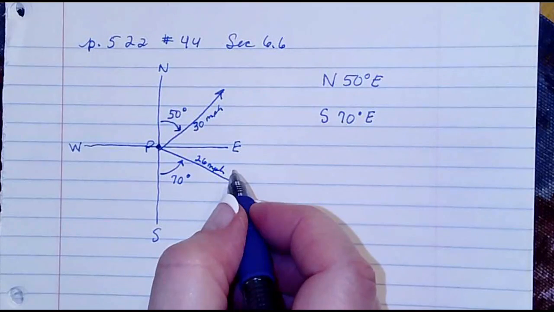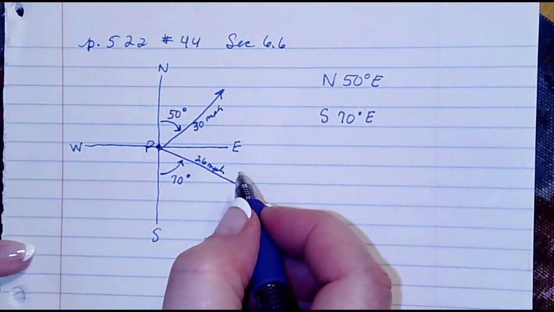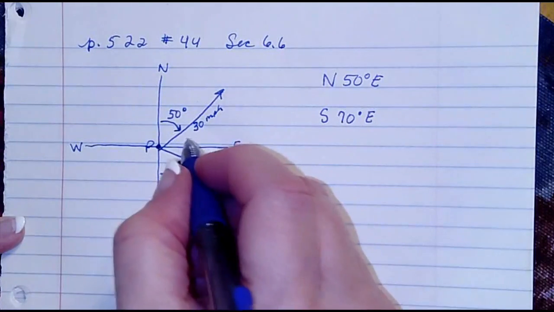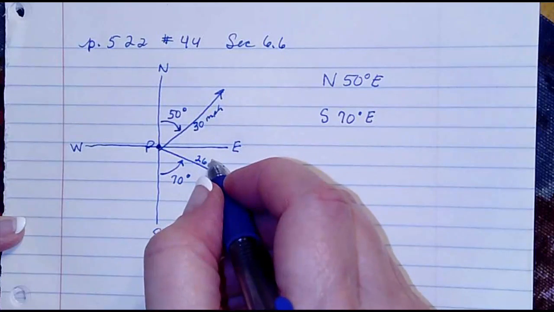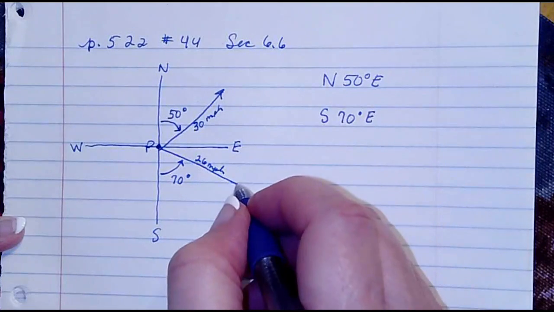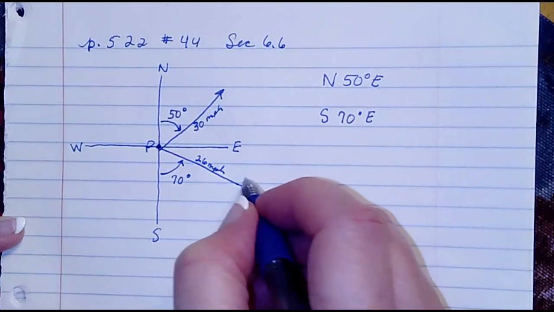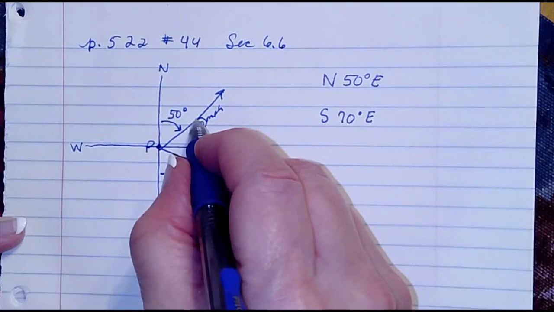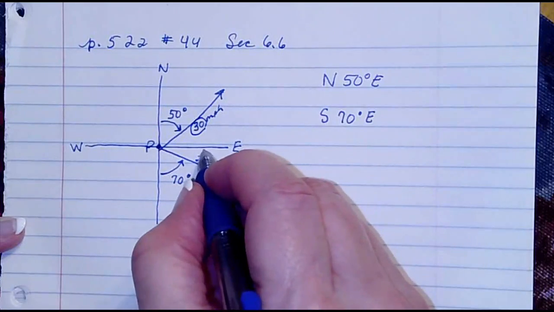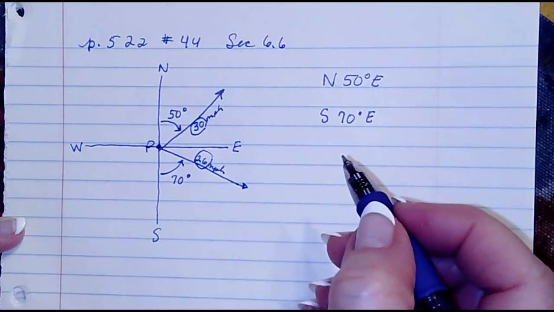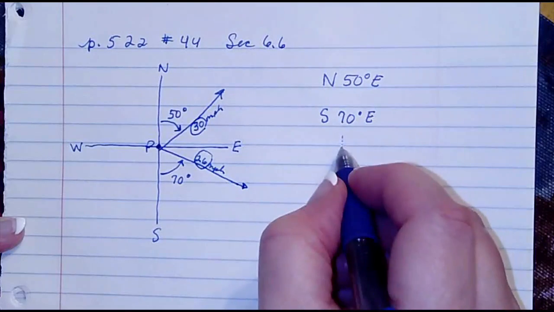Then it says, how far apart are the two boats after 1 hour? Okay, so if this one's going 30 and this one's going 26 and they're both going miles per hour, then in 1 hour this one would have gone 30 miles, and this one would have gone 26 miles, right?